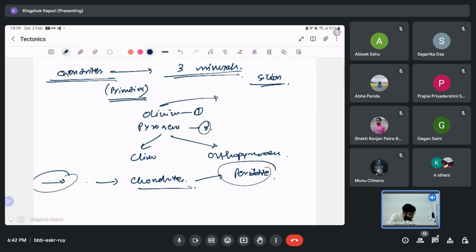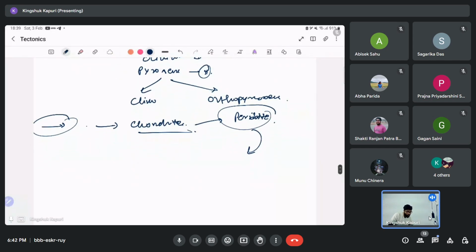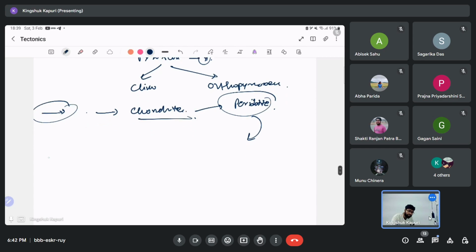So slowly it is resembling the composition of our earth. Now another important criteria is the texture, right? Because texture is very important in case of identifying a mineral or a rock, let's say. Now what is a texture? Can you tell me what is the definition of a texture?